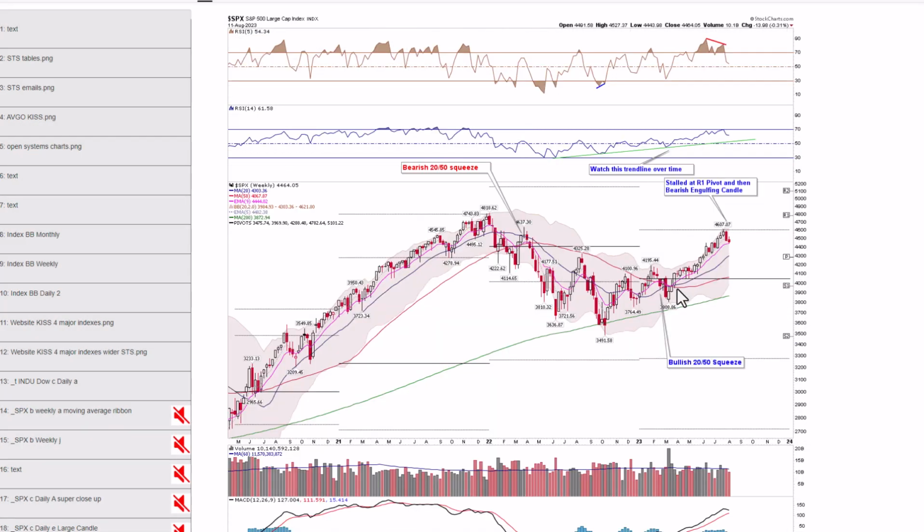Next. Chart number 15, here's another weekly view. Last week, Steve showed this. The S&P reversed also right off that R1 pivot, just perfectly.